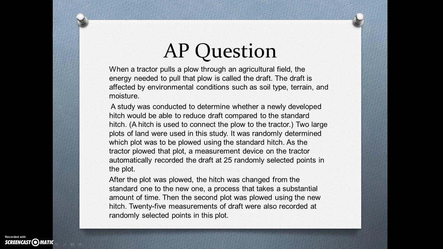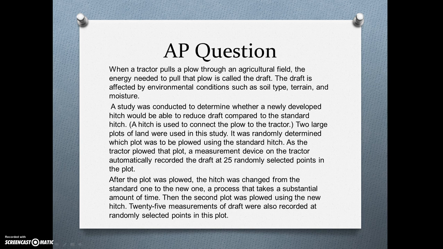AP question. When a tractor pulls a plow through an agricultural field, the energy needed to pull that plow is called the draft. The draft is affected by environmental conditions such as soil type, terrain, and moisture. A study was conducted to determine whether a newly developed hitch would be able to reduce draft compared to the standard hitch. A hitch is used to connect the plow to the tractor.